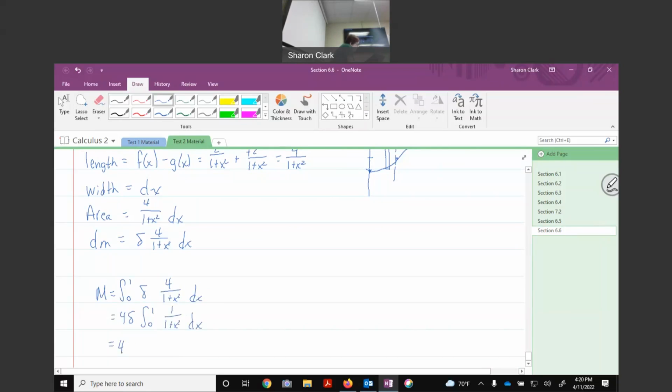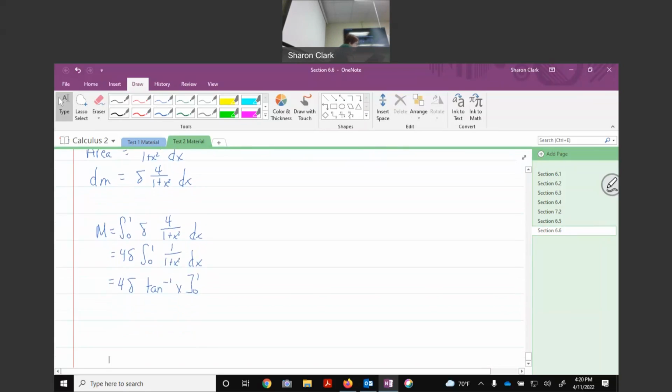So that's 4 delta tangent inverse x from 0 to 1. That's 4 delta, tangent inverse of 1 minus tangent inverse of 0. That's 4 delta times pi over 4 minus 0. So that would be pi delta.